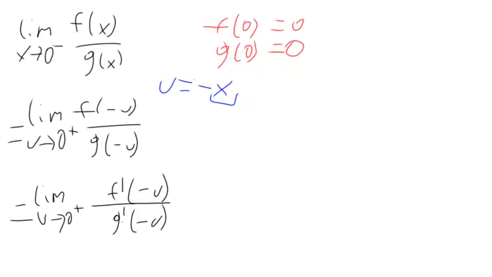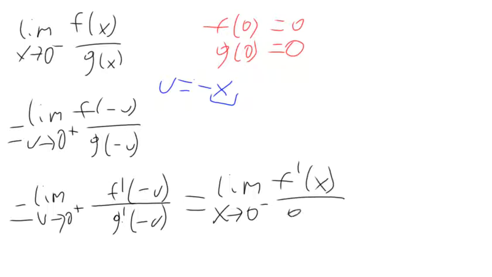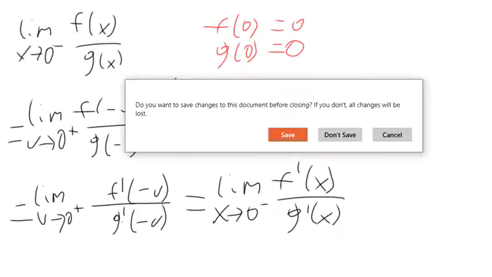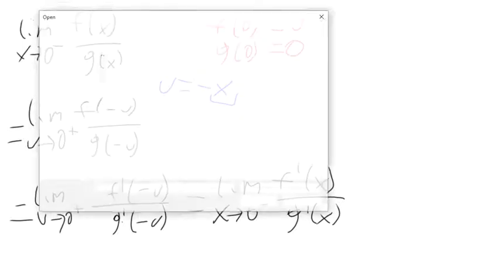And now I can just put u back as x. And keep in mind, since u is negative x, x was going to 0 from the left. So I can say that this equals the limit as x goes to 0 from the left of f prime of, well, negative u is the same as x, so we have f prime of x over g prime of x. So now I've shown that this equals this. So now I have the right-hand limit and the left-hand limit. Now I'm going to go back to our original slide and make a conclusion about the two-sided limit.